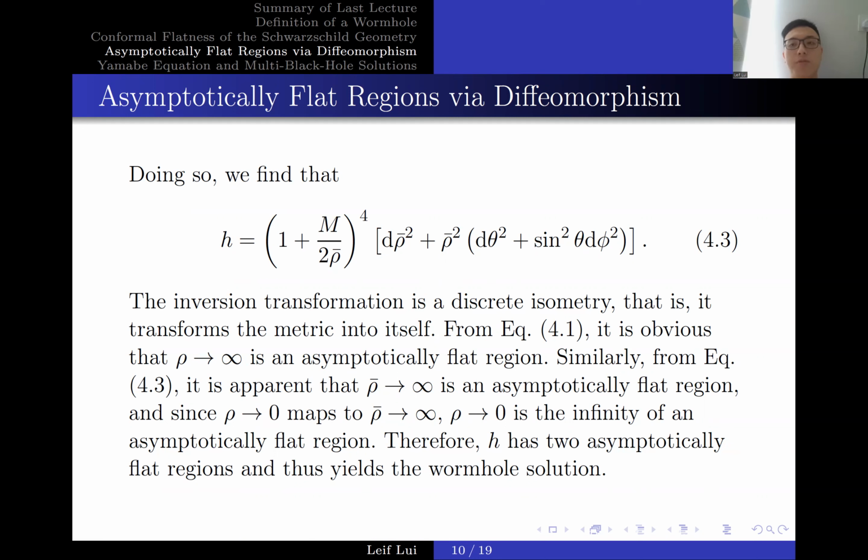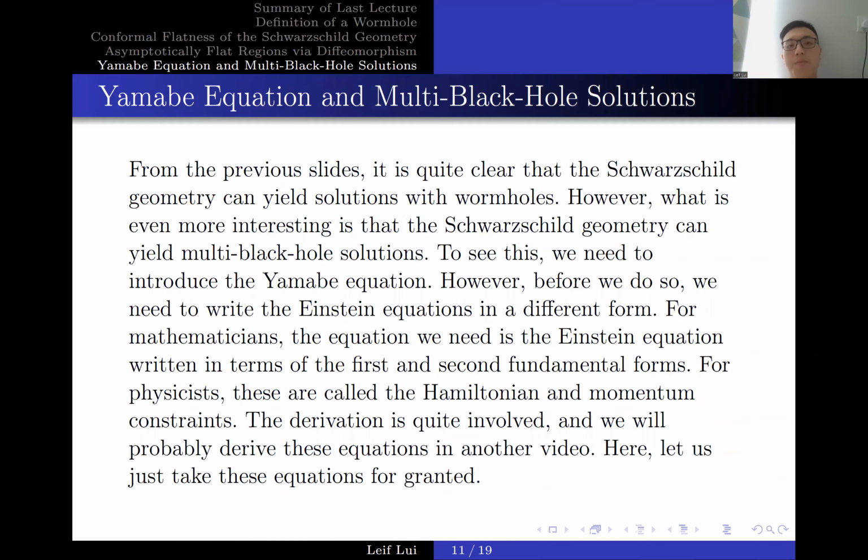So I think this is quite beautiful. But from the previous slide, we can see that the Schwarzschild metric can yield wormhole solutions, which is already quite interesting, as just making a coordinate transformation, we can see the wormhole solution. However, I believe what is even more interesting is that the Schwarzschild geometry can also yield multi-black hole solutions. To see this, we need to introduce the Yamabe equation.